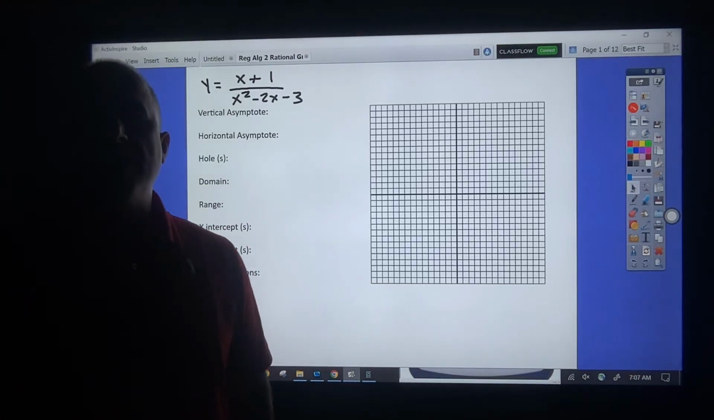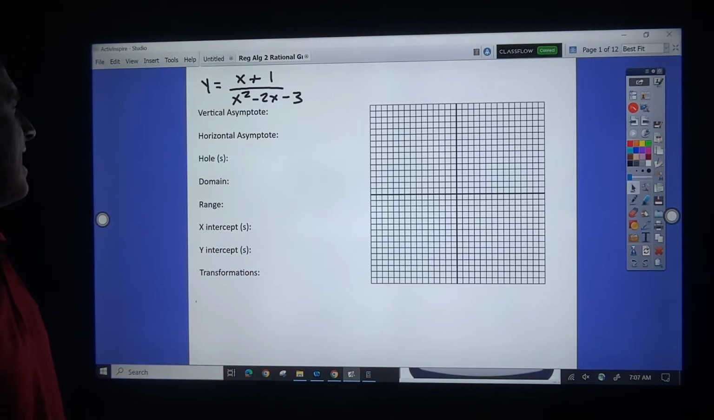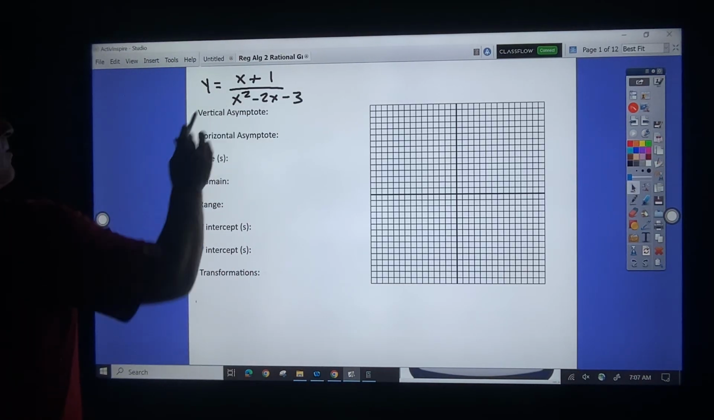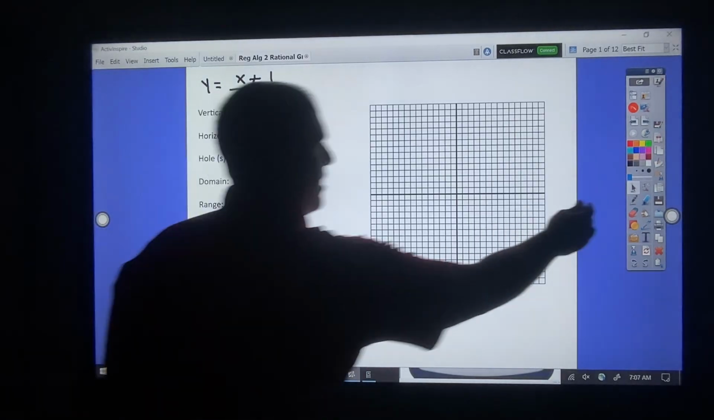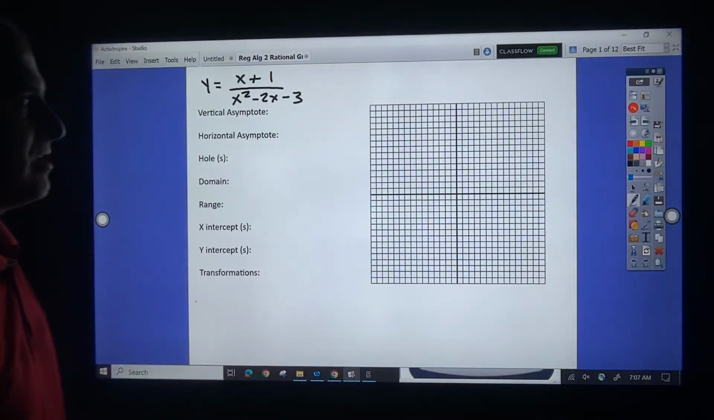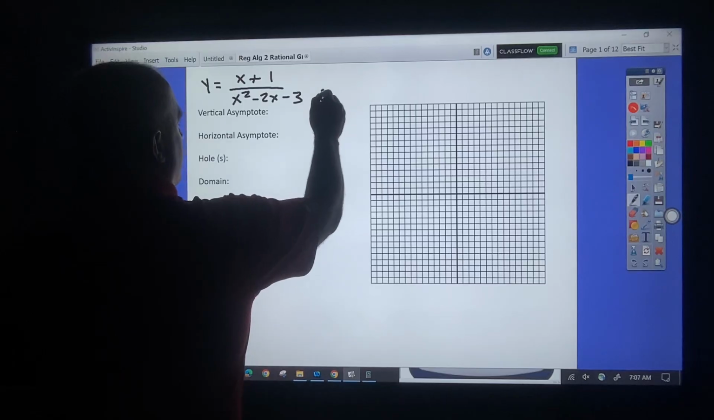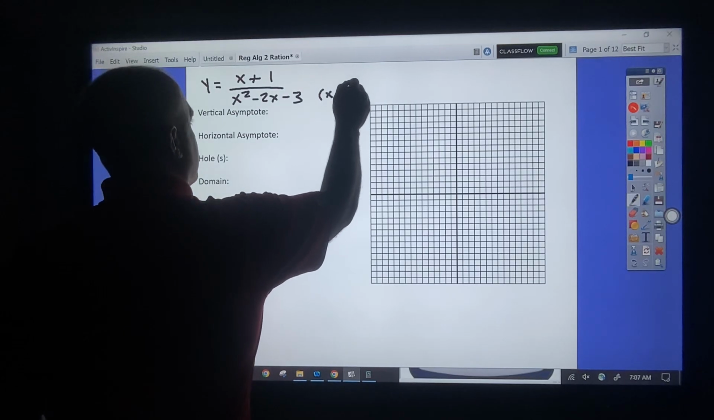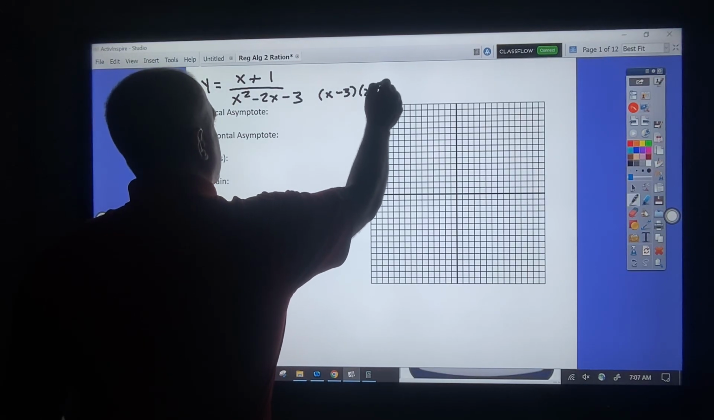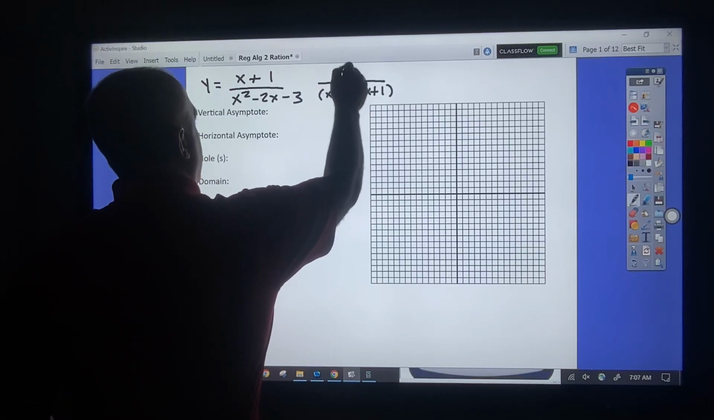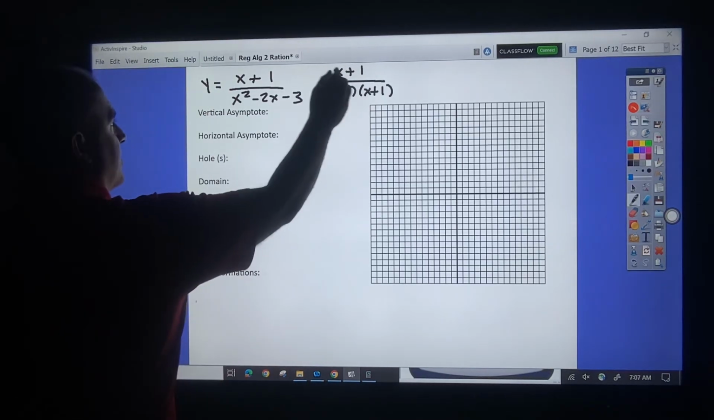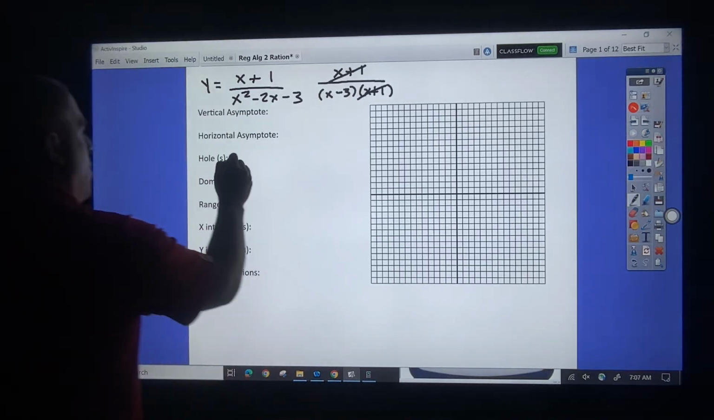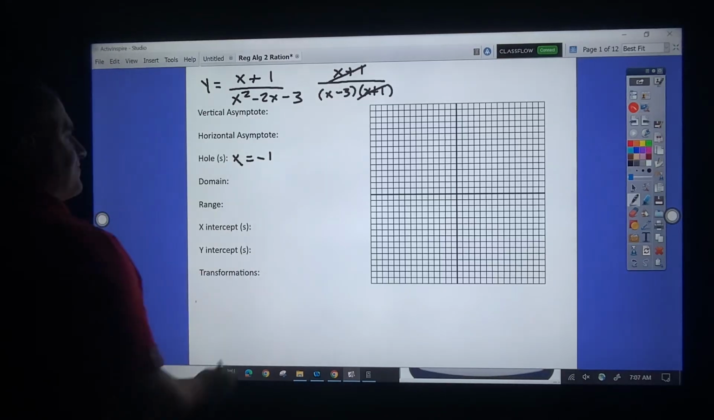Okay, this is going to be the second video for rational graphs. What we want to do is factor this. We've done a lot of factoring, so I'm going to go through this quickly so the video goes faster. That's going to be (x minus 3)(x plus 1) over (x plus 1). Now what's going to happen is these go away, that's your hole, that's x equals negative 1.